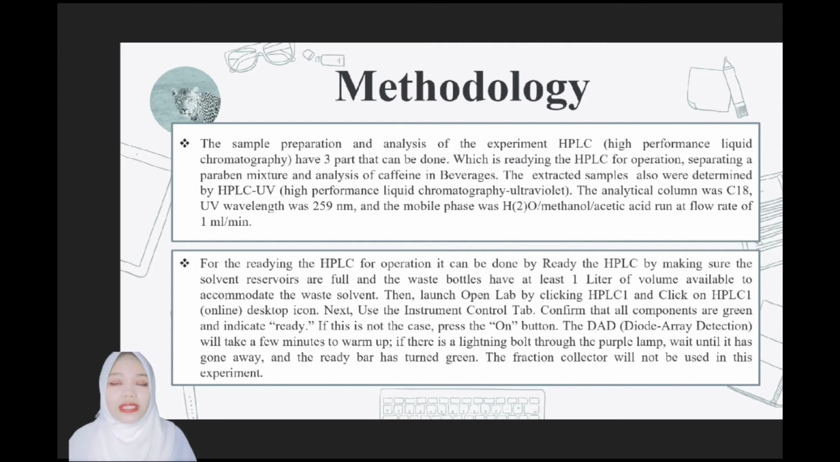The analytical column was C18, UV wavelength was 259 nanometers, and the mobile phase was H2O, ethanol, acetic acid, run at a flow rate of 1 ml per minute.